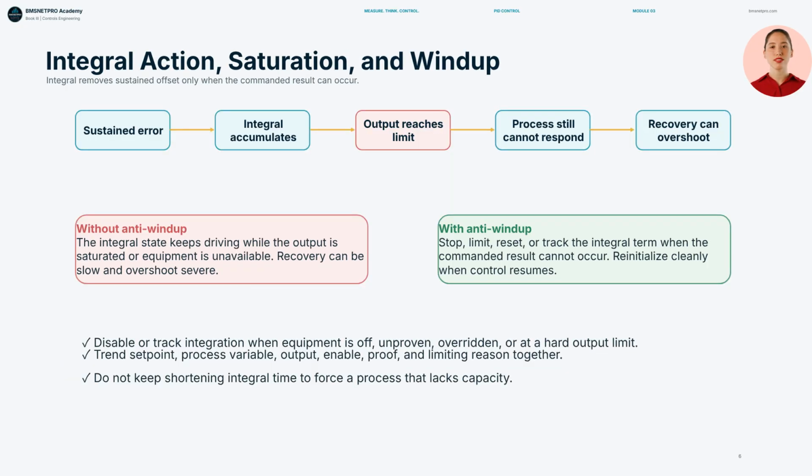Integral action removes sustained offset by accumulating error over time. It is powerful but dangerous when the output is limited or the equipment cannot produce the requested result. This is integral windup. Anti-windup prevents the controller from storing a large internal error while the loop is saturated, disabled, overridden, or missing proof.